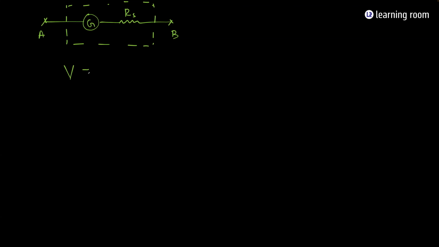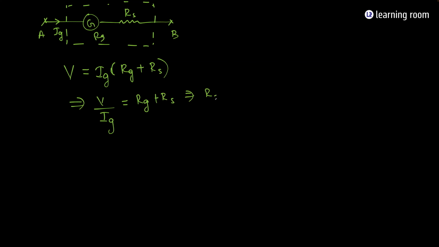If this voltmeter is going to measure the potential between A and B to be of the value capital V, then V is equal to how much? The galvanometer current is always Ig. So V is equal to Ig into (Rg plus Rs). So what should be the value of the series resistor that you will connect? From this, V by Ig is equal to Rg plus Rs, which implies Rs will be equal to V divided by Ig minus Rg.